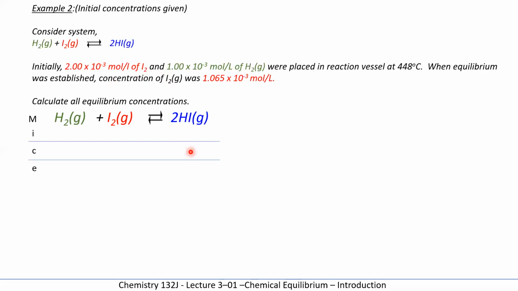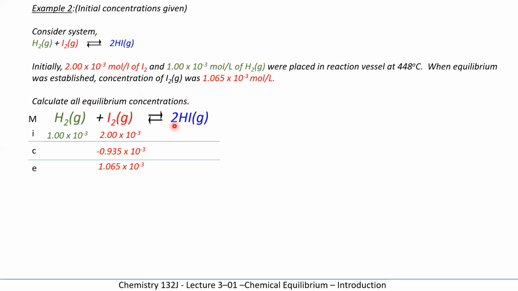So what we're going to do is set up a table which we call an ICE table. I stands for initial, C stands for change, E stands for at equilibrium. So what was given to us? Well, we know the initial concentration of iodine and of hydrogen, and we are also told the quantity of iodine that was present at equilibrium, so we're going to put that down here. Well, we can now figure out how much the iodine changed. The iodine quantity went down because when there's only hydrogen and iodine in the container, the only thing that can happen is it reacts to produce hydrogen iodide.